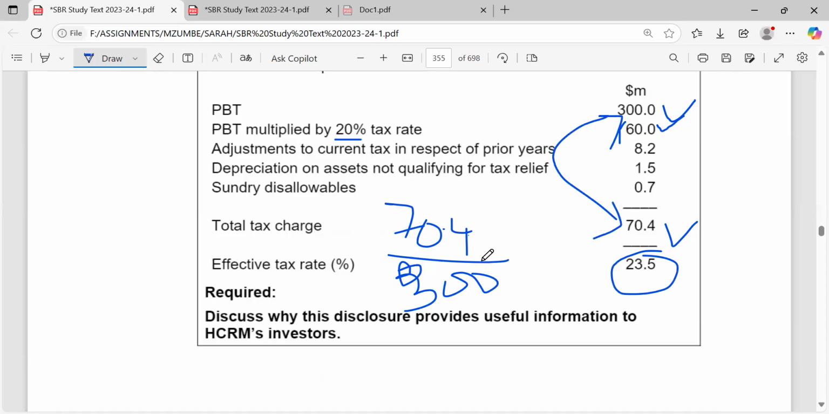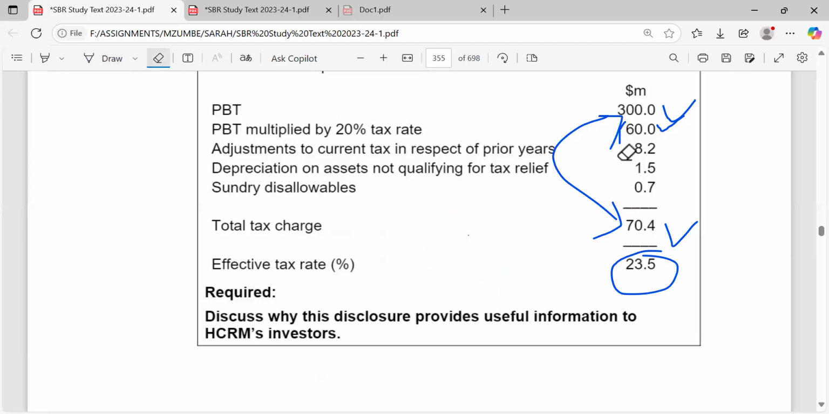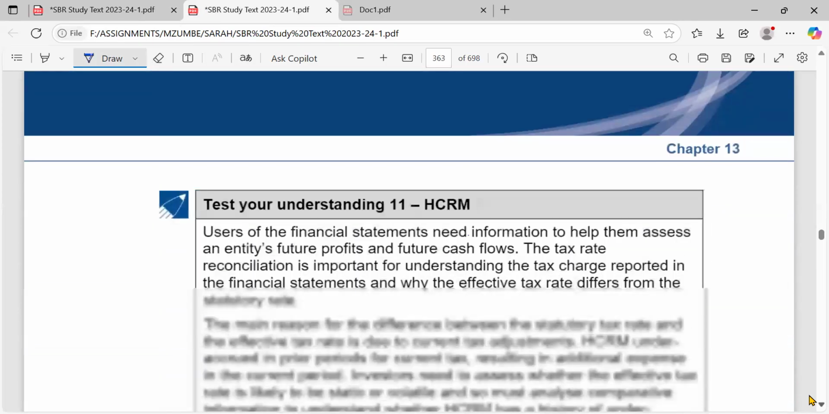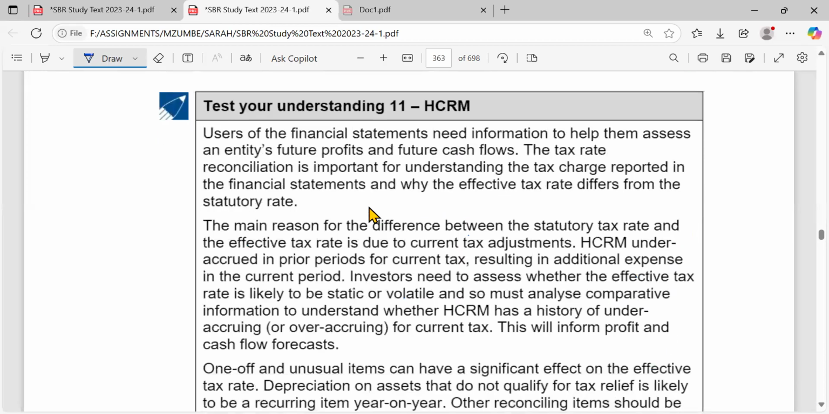Okay, discuss why this disclosure provides useful information to HCRM, the investors. The investors get a picture that the tax rate is 20%, but including all these adjustments, it's like 23.5. We say users of financial statements need information to help them assess an entity's future profits and future cash flows. They need to know the actual thing that is going on with profits, which can easily be manipulated, but also with future cash flows.